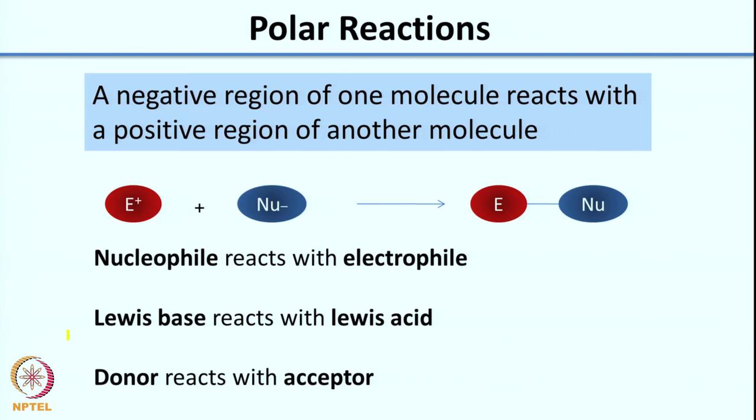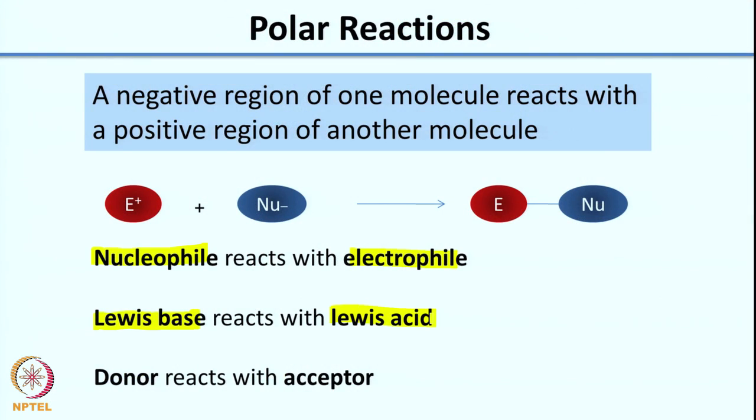So coming to the first one, which is a polar reaction. A polar reaction is one where a negative region of one molecule reacts with a positive region of another molecule. So essentially you have charged intermediates. You can have a positively charged intermediate reacting with a negatively charged intermediate. In many textbooks you will see terms like nucleophile, electrophile, Lewis base, Lewis acid, donor, acceptor. Essentially what all that means is you have some electron rich species and some electron deficient species.